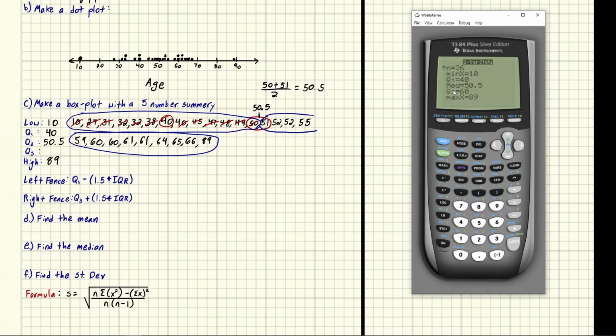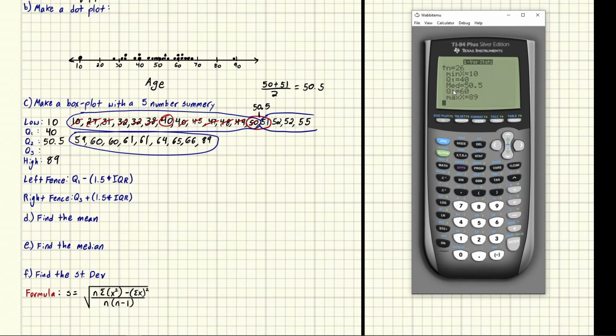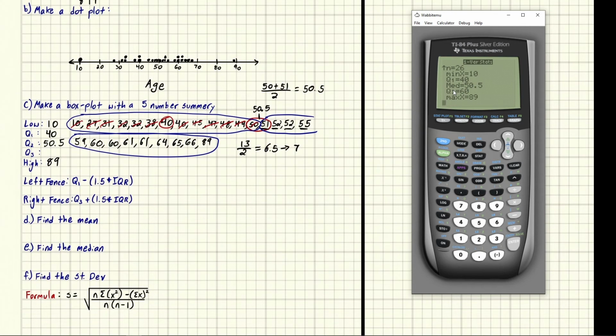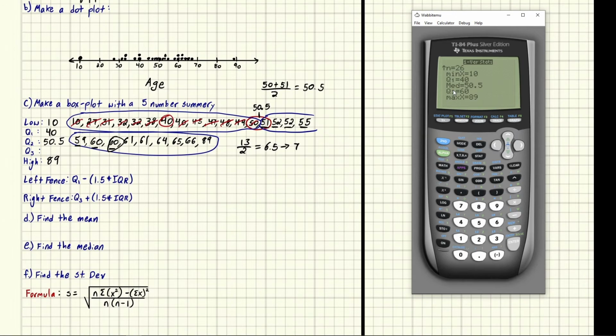Now for the second one, why don't we do it a bit differently? Let's do it the fast way. We've got 1, 2, 3, 4, 5, 6, 7, 8, 9, 10, 11, 12, 13 numbers. So we take 13, divide it by 2, and 13 divided by 2 is going to be 6.5. We always round up because it's going to be just one number past. So the 7th number will be it. Here's number 1, 2, 3, 4, 5, 6, 7. So we see that 60 is going to be our Q3.